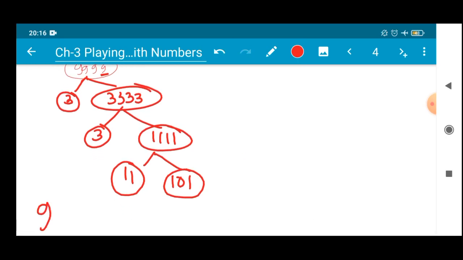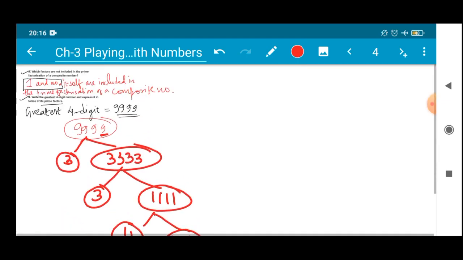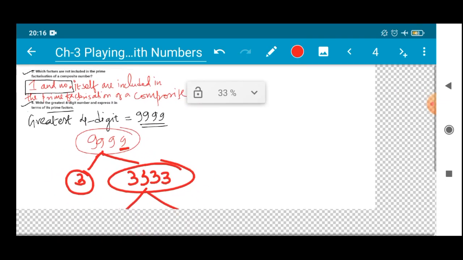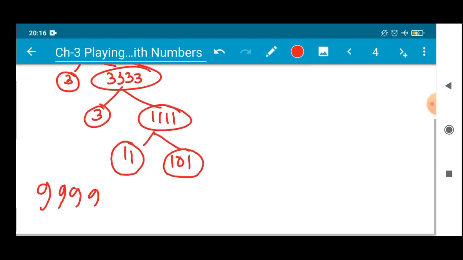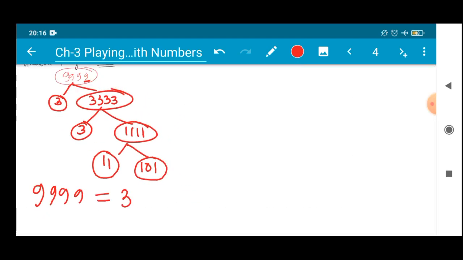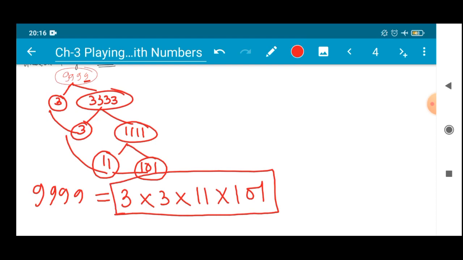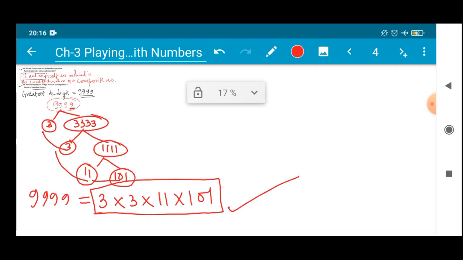So what are the factors of 9999 now? In question number 3, what was the question? Which factors are not included? 1 and the number itself. Do you see 1 here? Do you see 9999 here? Only these numbers we write. So 3 into 3 into 11 into 101 are the prime factors of the greatest 4-digit number, and neither 1 nor the number itself is represented.